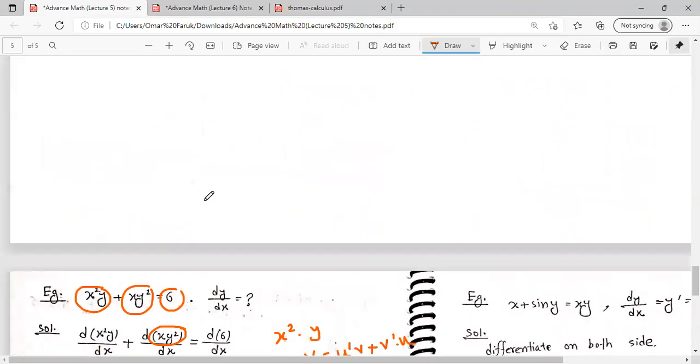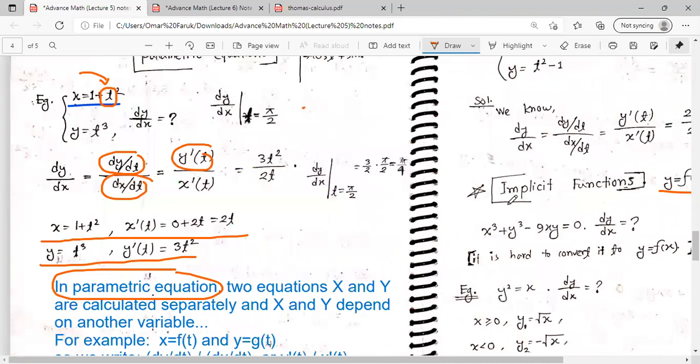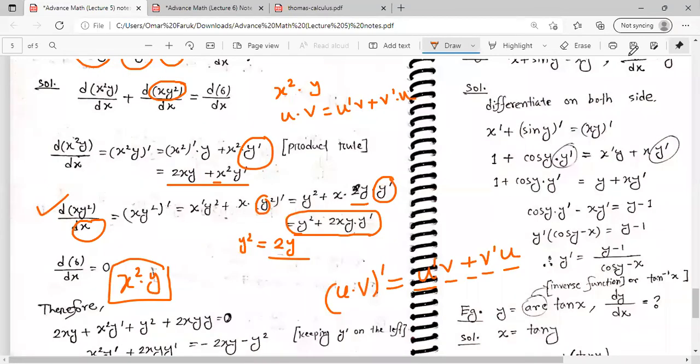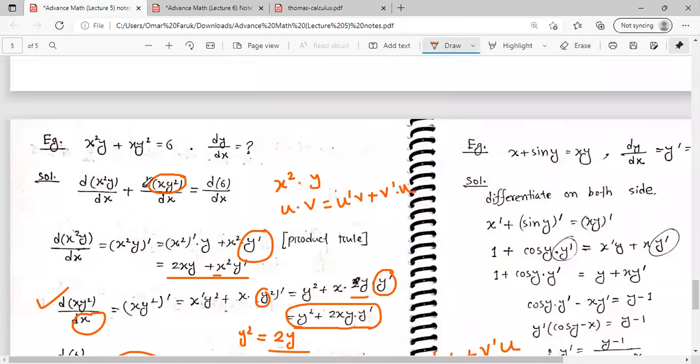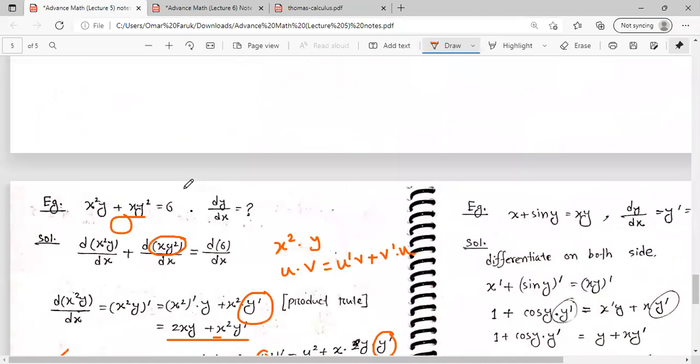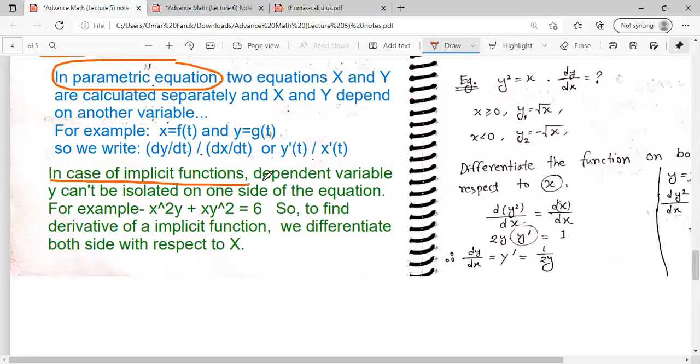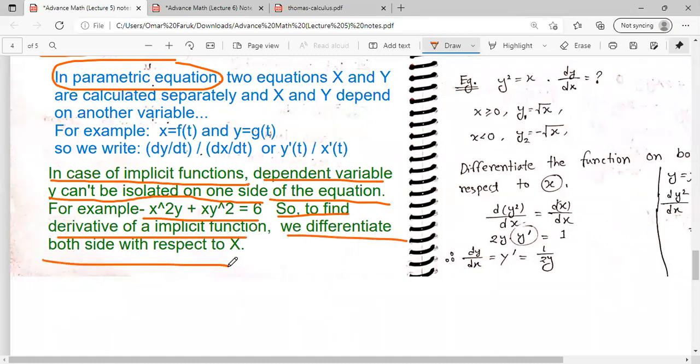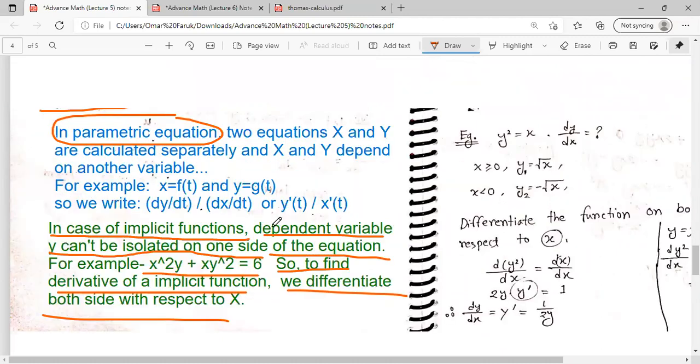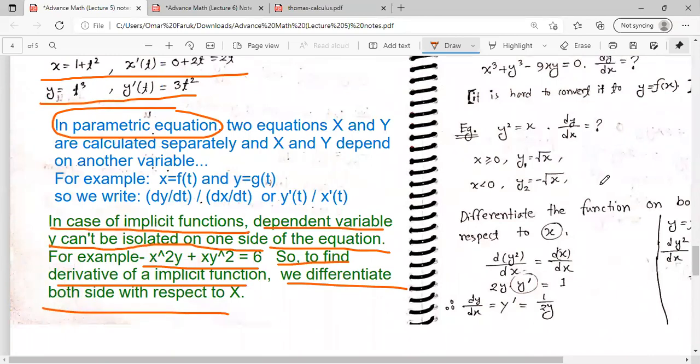So this way we calculate the derivative of an implicit function, okay? And implicit function means some function where we cannot keep y on the left side, okay? So here is the definition. In case of implicit functions, the dependent variable y cannot be isolated on one side of the equation. For example, this one. So to find the derivative of the implicit function, we differentiate both sides with respect to x. Okay. So this is our implicit function, and this way we calculate its derivative.